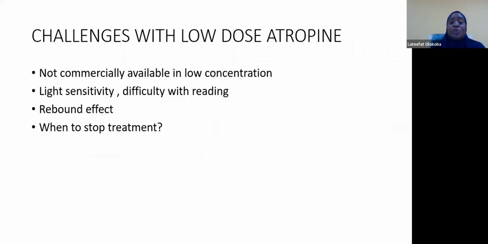So the limitation of low dose atropine is that the low dose concentration of atropine is not commercially available. So the atropine will have to be compounded from the 1% atropine, with the risk of contamination and all. Also, atropine is associated with side effects of light sensitivity and difficulty with reading in children. And when atropine is stopped, there is the possibility of a rebound increase in myopia progression. And there is no effective time at which treatment with atropine should be stopped.